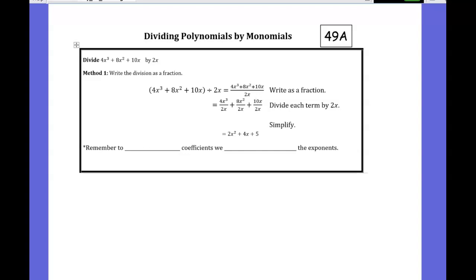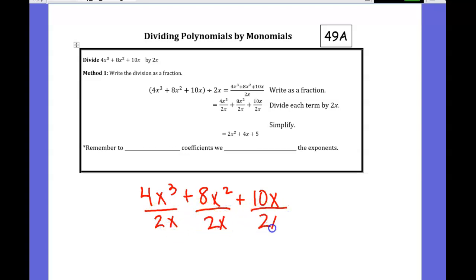So in our first example, we're taking 4x cubed plus 8x squared plus 10x and we're dividing it by 2x. How we're going to do that is set it up like a fraction, with 4x cubed plus 8x squared plus 10x over 2x. We're going to divide each term by 2x, treating each term independently.